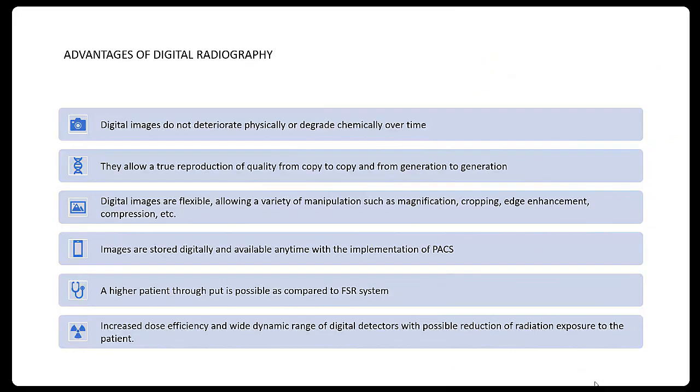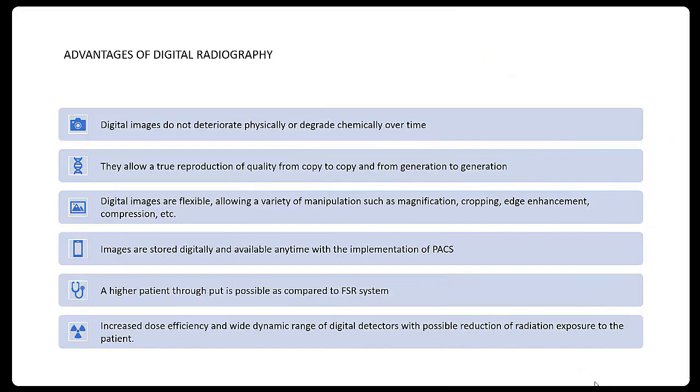Then a higher patient throughput is possible as compared to FSR system. FSR means film screen system. So comparing to FSR system, the patient flow can be increased. How can we increase that? Suppose we are doing a conventional radiography. It is a time consuming process, right? It will take much longer time to give the exposure. Then we'll have to develop the film, process the film, and all those things. It is a hectic way.